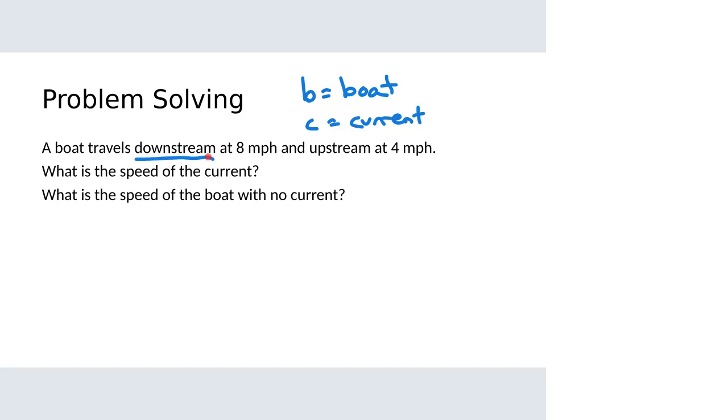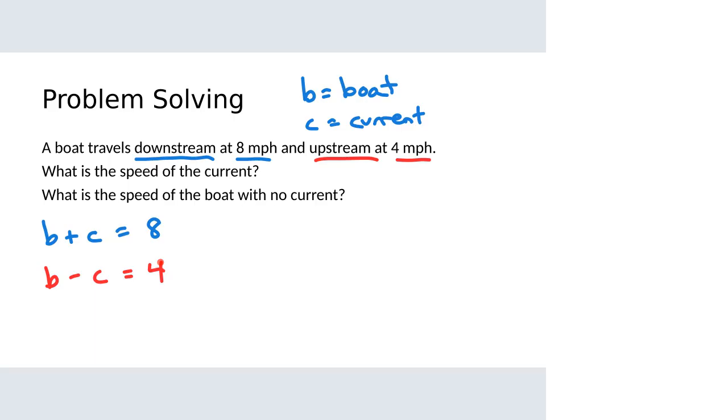When I'm going downstream, the current's pushing me, it's helping me. So I have the speed of the boat plus the speed of the current is 8 miles per hour. And then if I'm going upstream, the current's working against me, so it's slowing me down. So the speed of the boat minus the speed of the current is 4 miles per hour. And now I have two variables, two equations, so I can solve this.